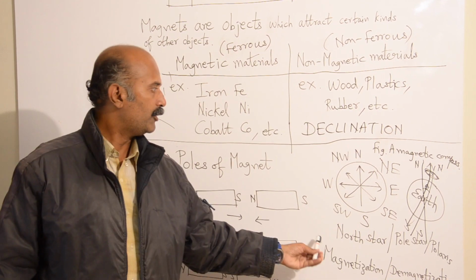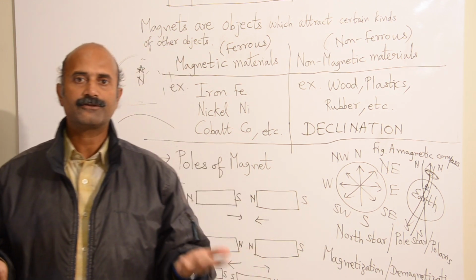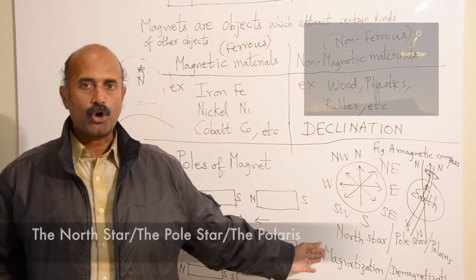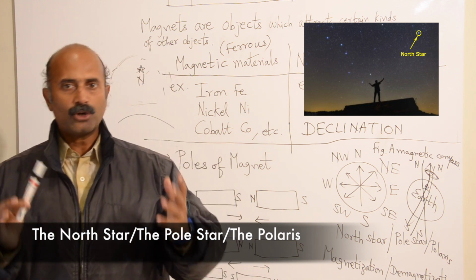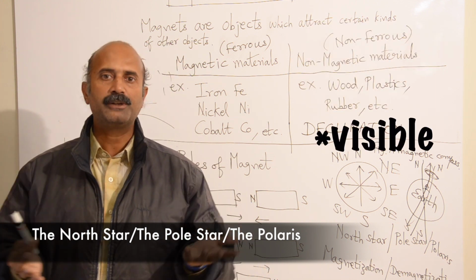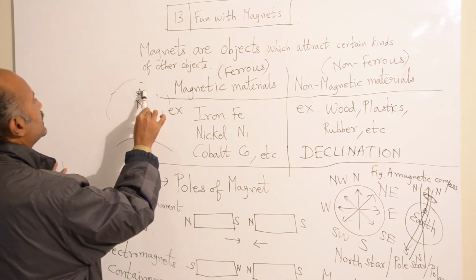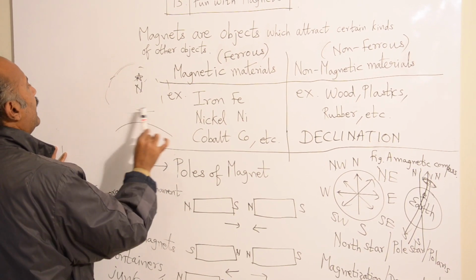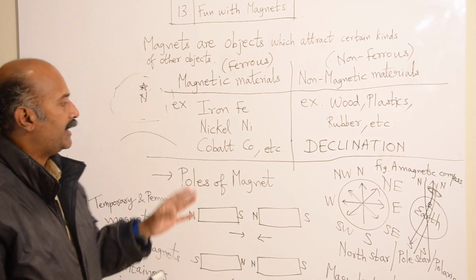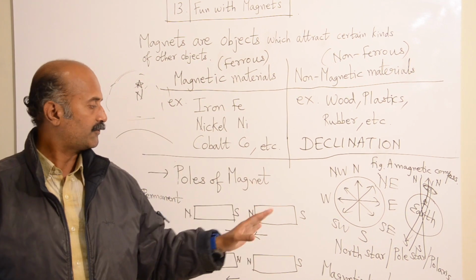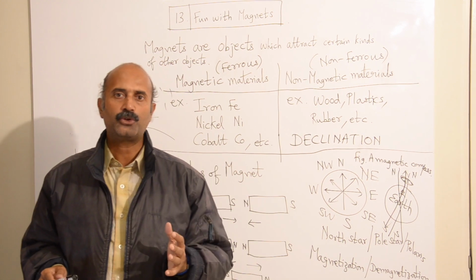Apart from that, we also have a wonderful star which has been guiding humanity for centuries. That star is known as the North Star, also known as the Pole Star, or Polaris, because that is the only star in the visible sky which is always fixed. It's just there in the north, and all the other stars rotate around it. It never rotates. For so many centuries, the North Star has been guiding humanity.